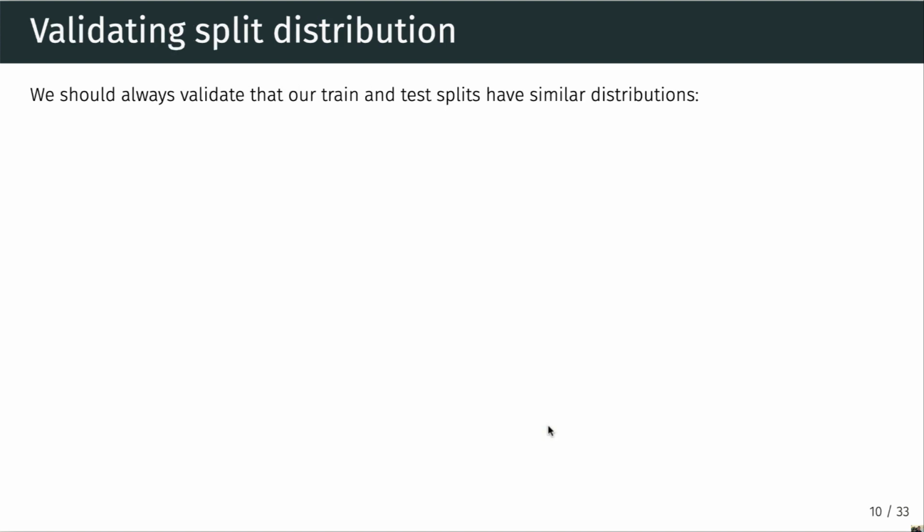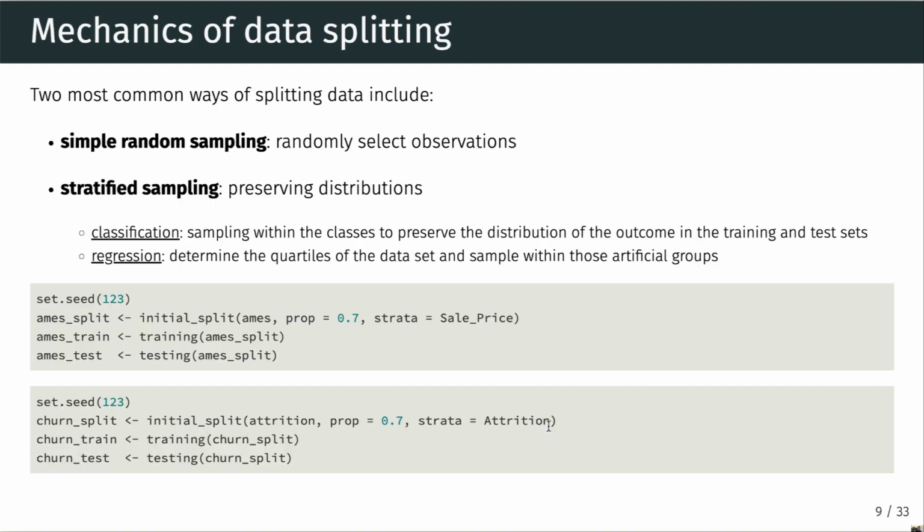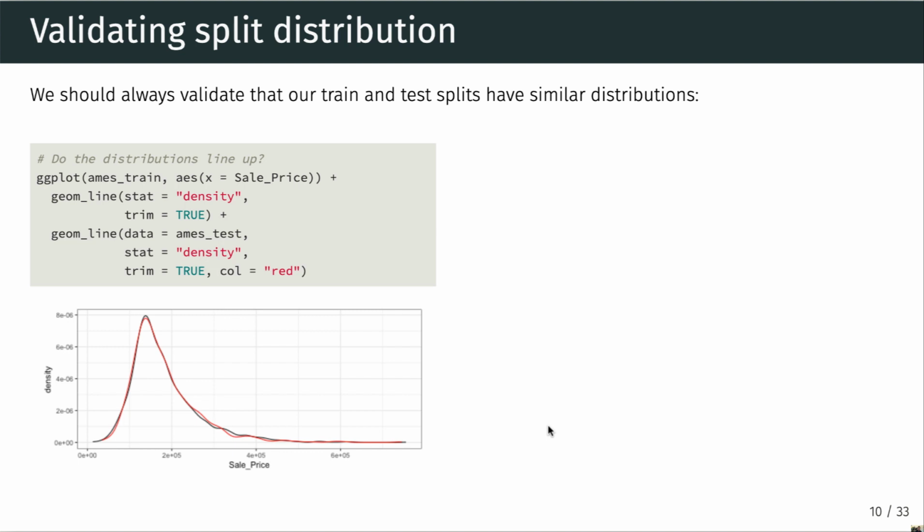All right, so how does that look? Stratifying is basically trying to make sure that the distribution of our target variable is similar in both data sets. We typically want to validate that this is actually happening, and you want to do this validation whether or not you use stratified sampling. If you use simple random sampling, you also want to make sure that the distributions are relatively similar.